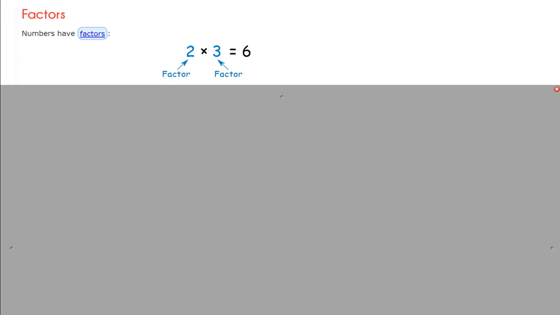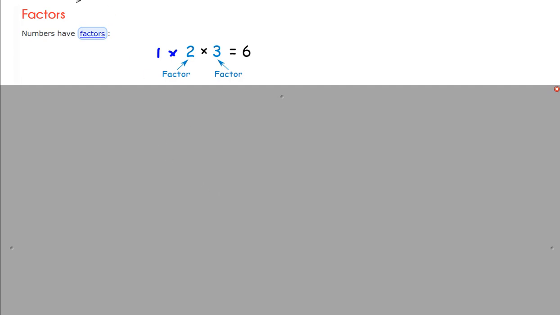Now, numbers have factors, right? You can see that here. The two factors for 6, there would also be a 1 in here, but when you multiply something by 1, it doesn't change. So we could write 1 times 2 times 3. All three of those are factors of 6, and in fact that's all the factors of 6.